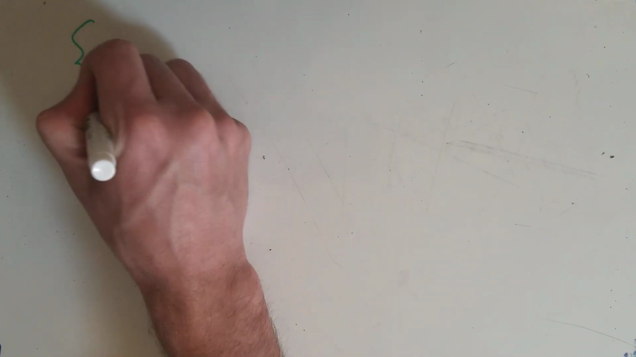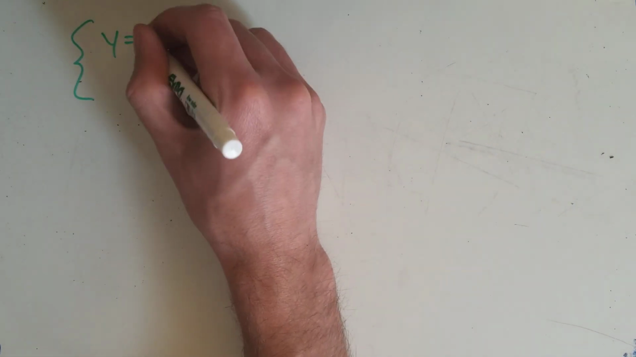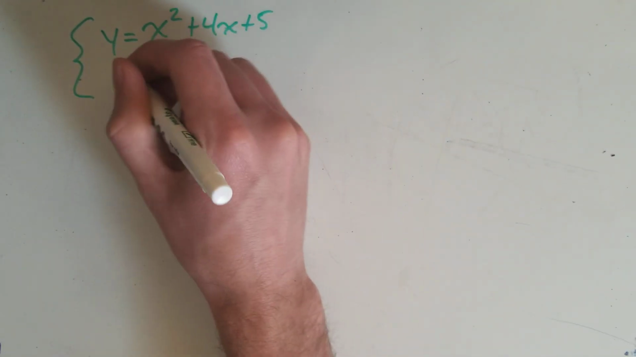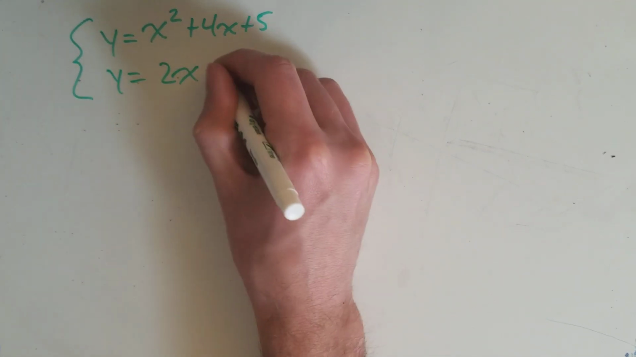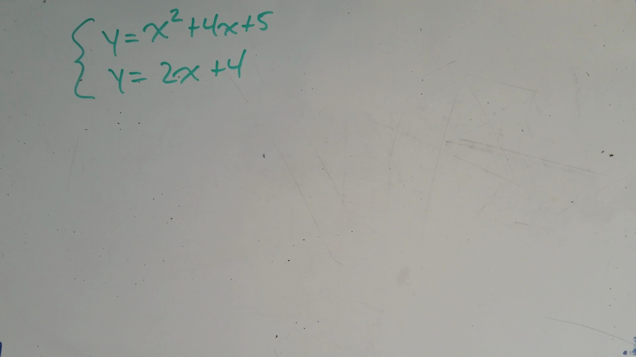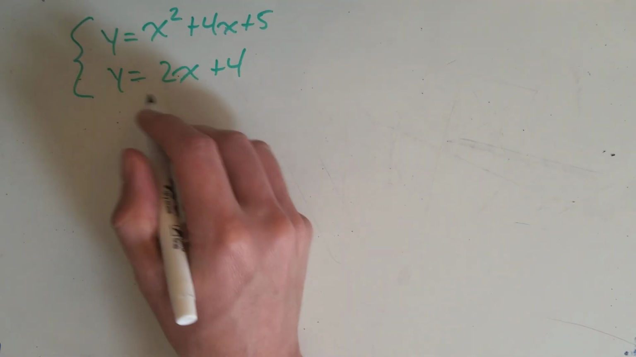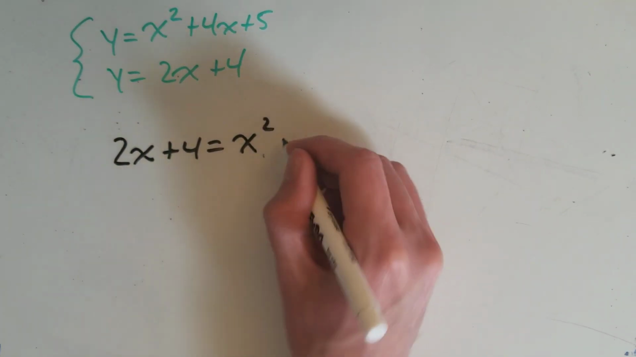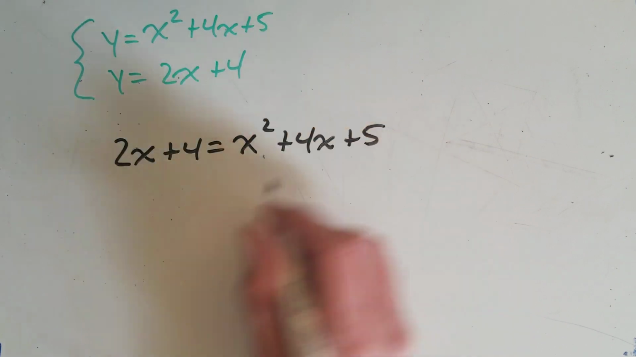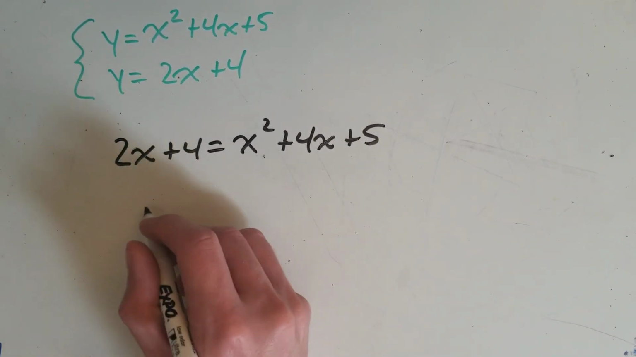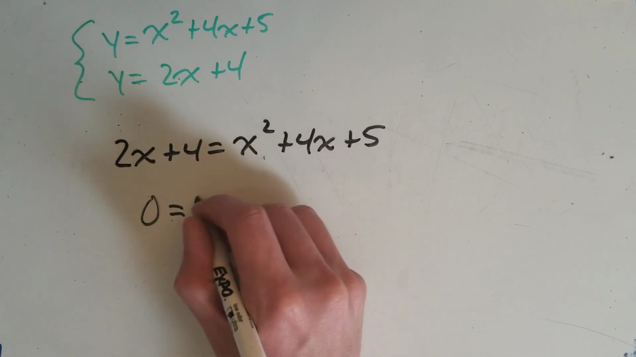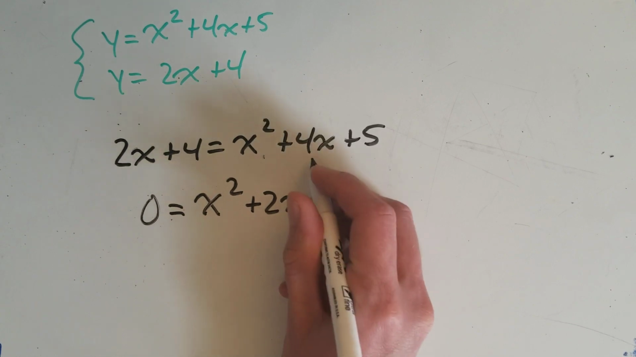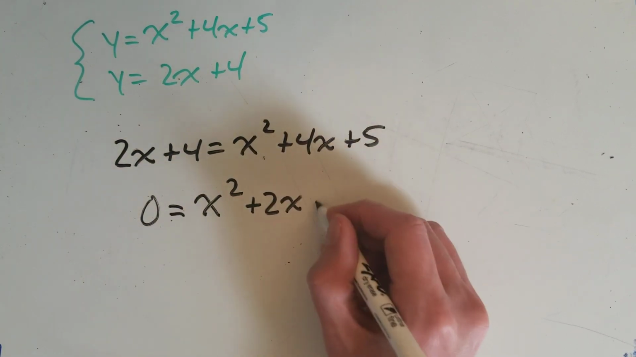So our next system, we have y equals x squared plus 4x plus 5, and y equals 2x plus 4. I'm going to go through the same process here. I'm going to say 2x plus 4 is equal to x squared plus 4x plus 5, just substituting in. And I want to try to isolate, so I'll get 0 on one side. To get 0 on this side, we'd have to subtract 2x, so we're going to end up with plus 2x on the right, and we're going to have to subtract 4, so we'll end up with plus 1.